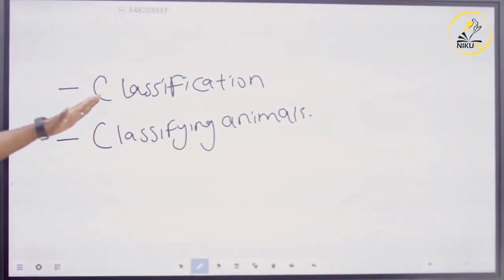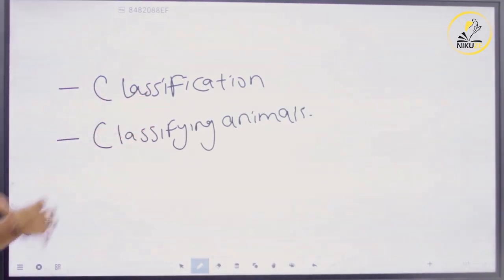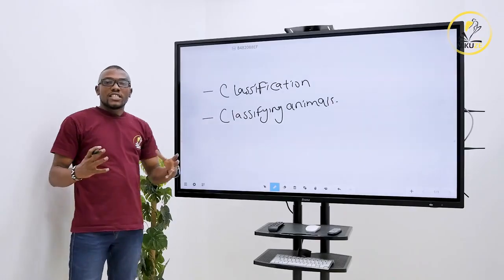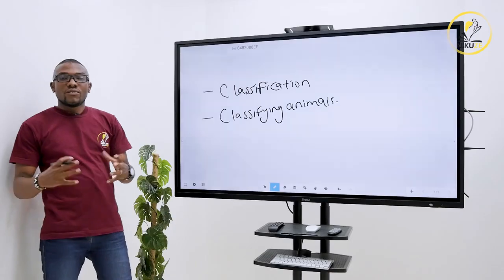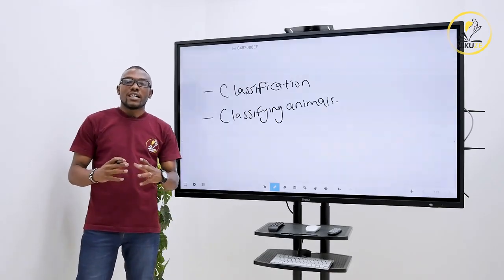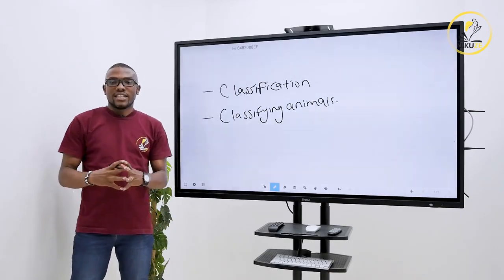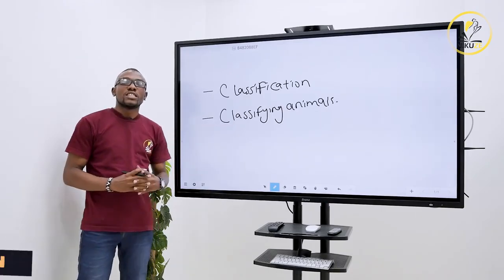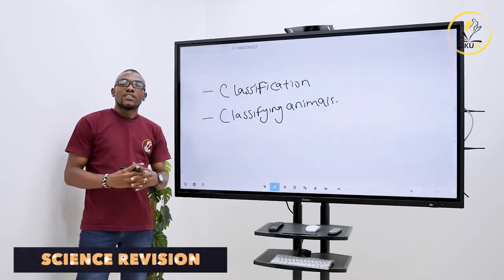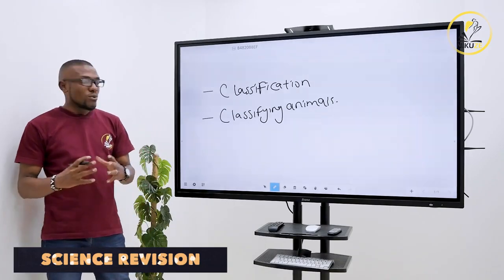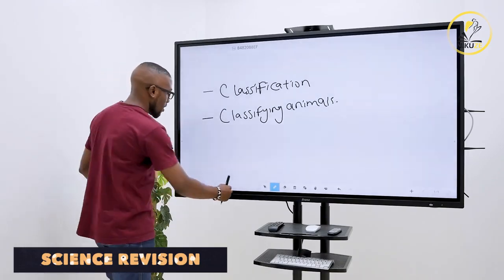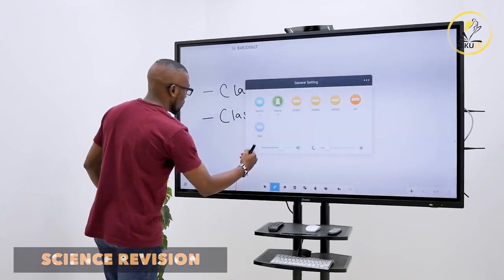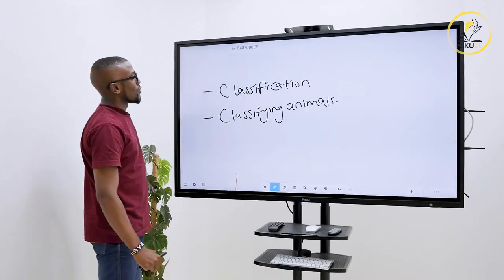So classification is simply grouping, or putting into groups. It means that you take things which have got the same features or the same characters and you put them together. That's what we mean by the term classification. So when we come to classifying animals, this means grouping animals that have the same behaviors or characters, you put them together. Now very quickly, let's move to the notes and see how they appear.